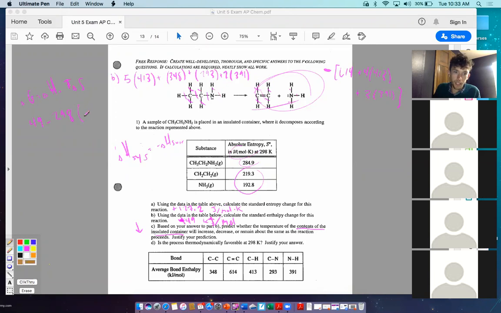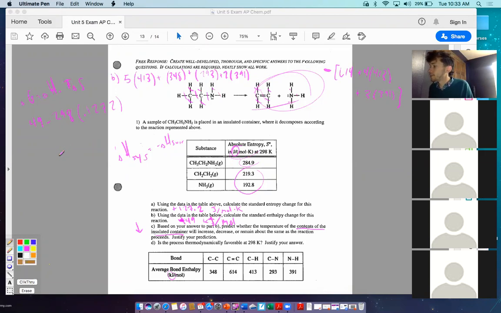That is a positive 0.1272. Please watch your units. Entropy is typically always in joules. Enthalpy is typically in kilojoules. Whenever you do your delta G equation, you have to make sure that those are matching and agreeing with each other.